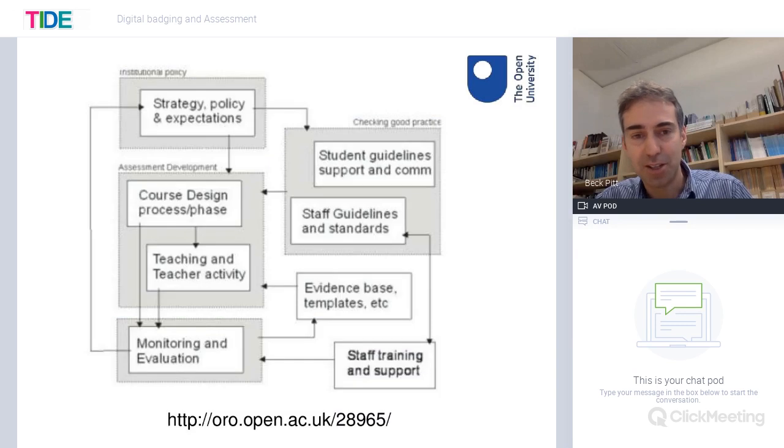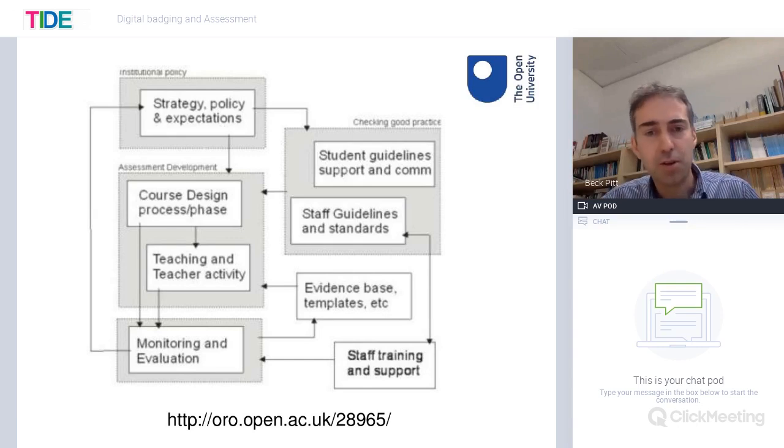And as this next slide shows, there are a number of different elements to this system. Here we've got 8 represented. To make assessment happen, one has the strategy, the policy, and the expectations. That's institutional policy, top left. Then we have assessment development below that, which is to do with the course design and this course process, and then also the teaching, the teacher activity while the course is being taught. And then monitoring and evaluation processes around that.